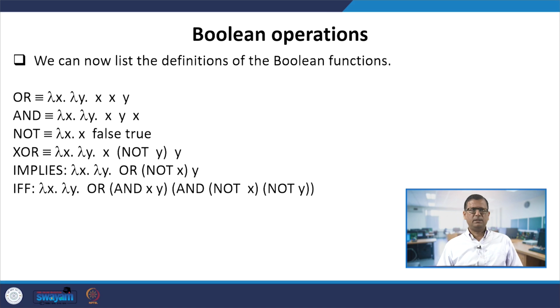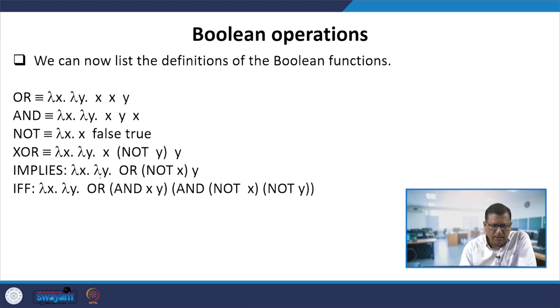So let us now list the definitions of Boolean functions. These are the functions that we have seen. OR is lambda x, lambda y, x x y, and AND will be lambda x, lambda y, x y x. NOT is lambda x dot x false true. Again, you can convert to a pure lambda term, replacing false and true with their definitions. And exclusive OR is lambda x, lambda y, x not of y and y.